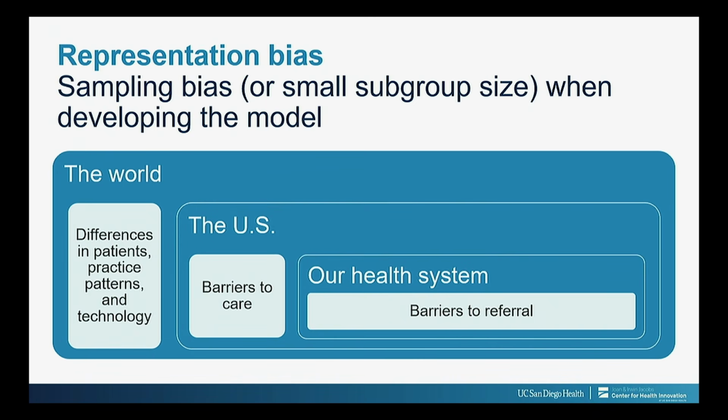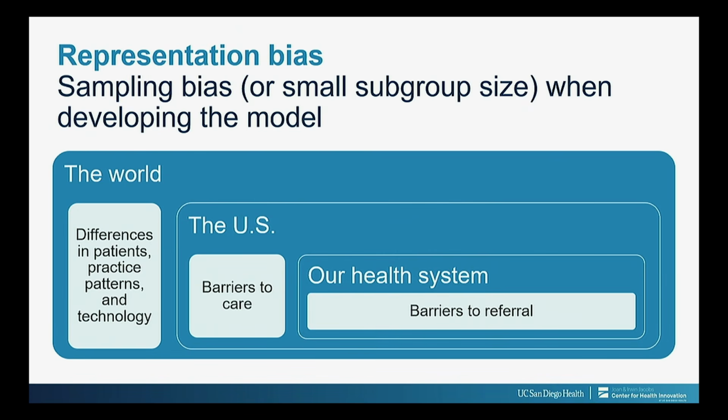Representation bias is, I view it as a variation on sampling bias, or maybe just small subgroups of people, where the inadequate representation results in worse models. So even if you had a model with everyone in the world in it, when you try to apply it in different places, there are going to be differences in patients, practice patterns, technology that will result in that model not generalizing well. In the medical literature and the ML literature, sometimes people call this data set shift. Sometimes people call it a failure to generalize, but similar concept.